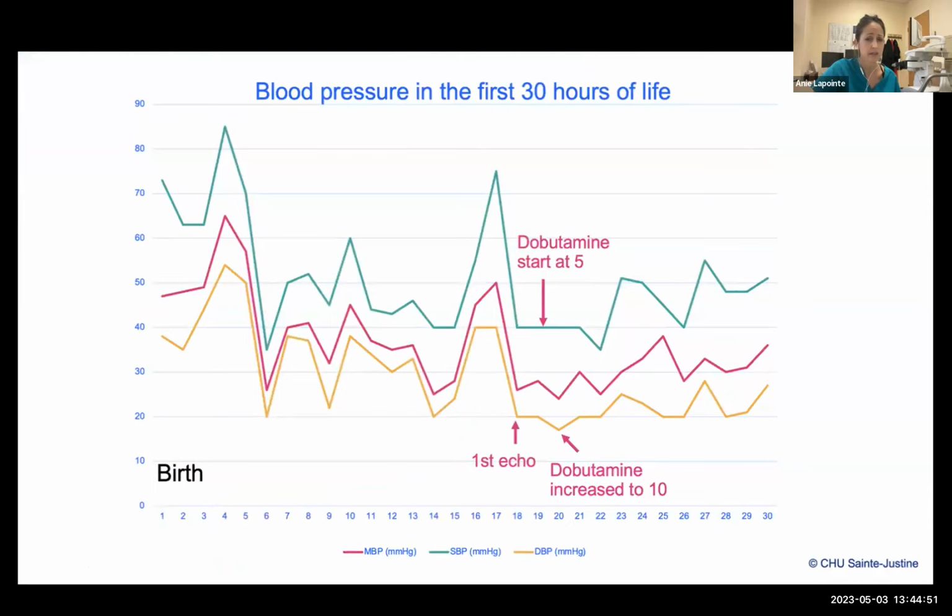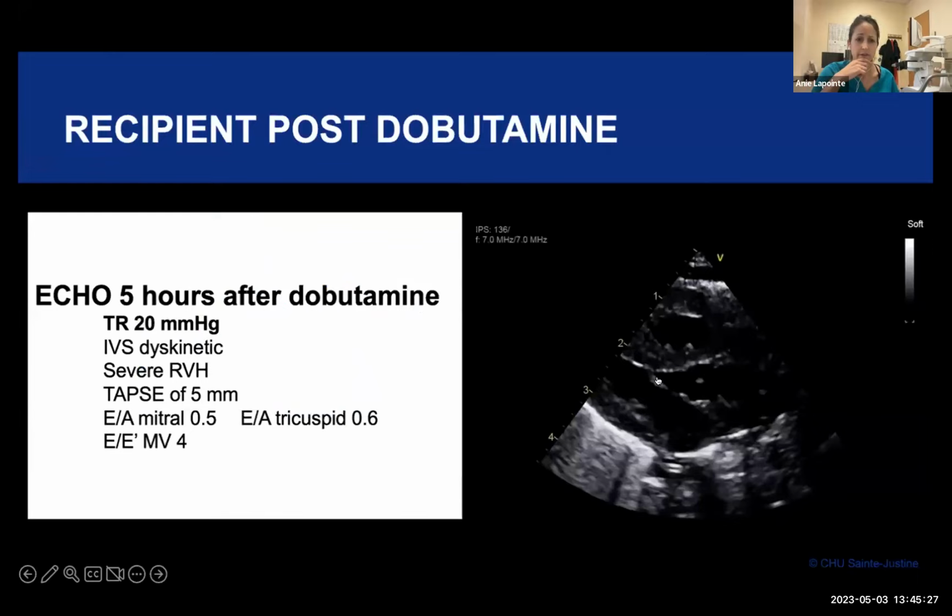That was the blood pressure profile of this patient in the first 30 hours of life. Initially, this recipient had high blood pressure, and it was quite unstable, variable, until a decrease, probably hypotension for the medical team at that time. And they did the echo and decided to start the dobutamine, increased the dose to 10, and it was more stable after.